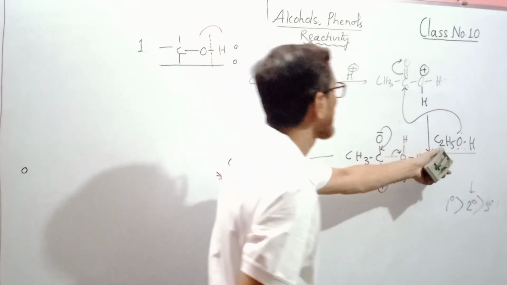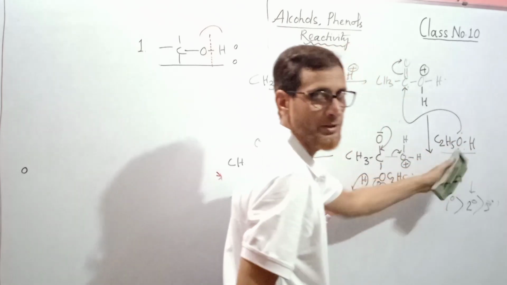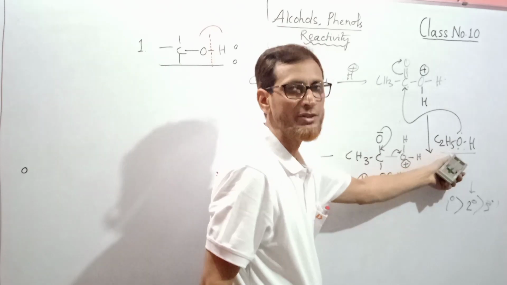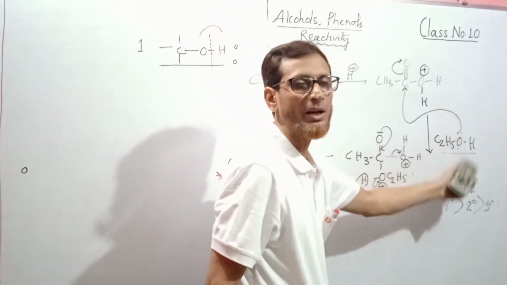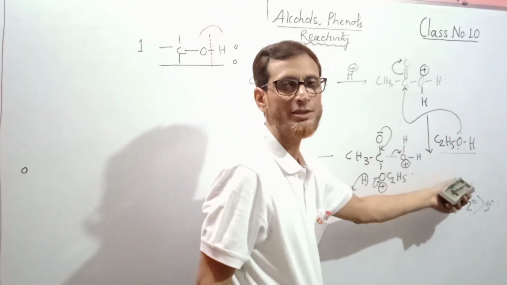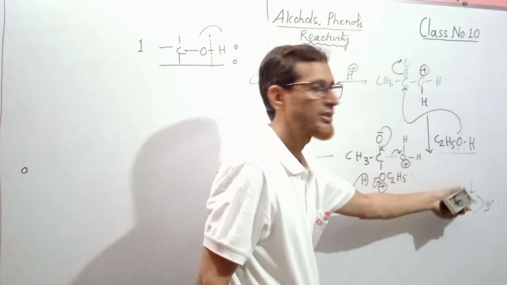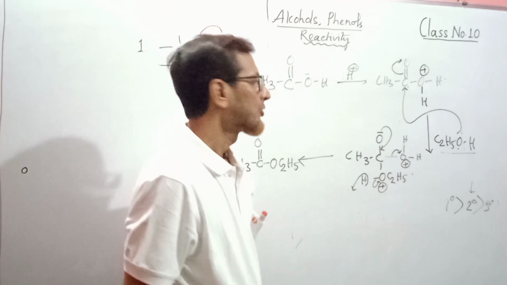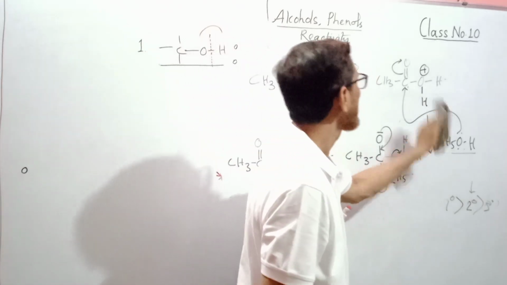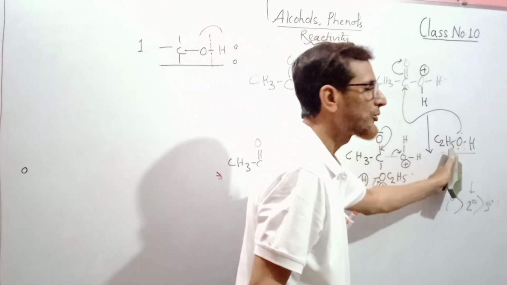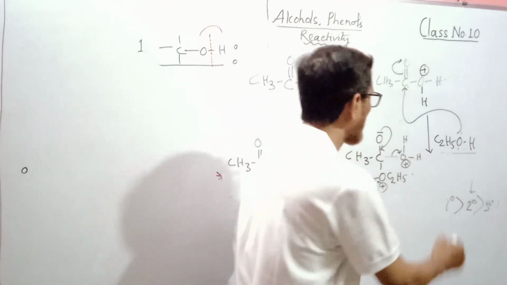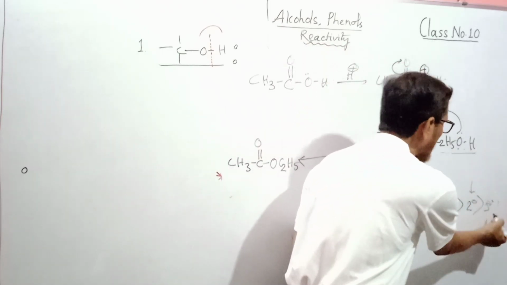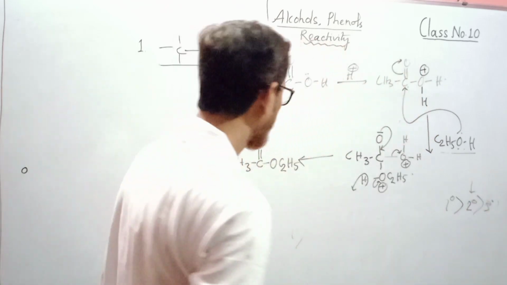So here, if the nucleophile is 2 degree, the bulkiness of the nucleophile appears. If it is 3 degree, again bulkiness appears, steric hindrance appears. The more the steric hindrance, the less the attacking tendency. So 1 degree will easily attack this one, then 2 degree, then 3 degree. That's why 1 degree alcohol is more reactive, then 2 degree, then 3 degree. Am I right?